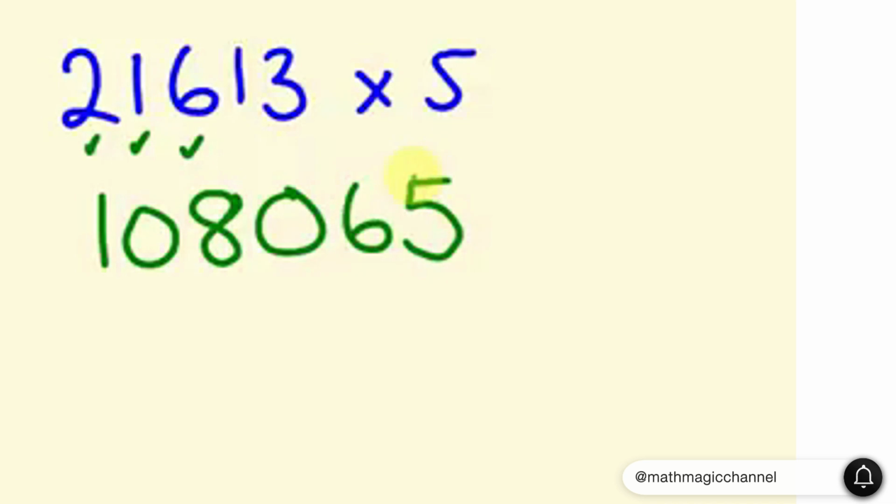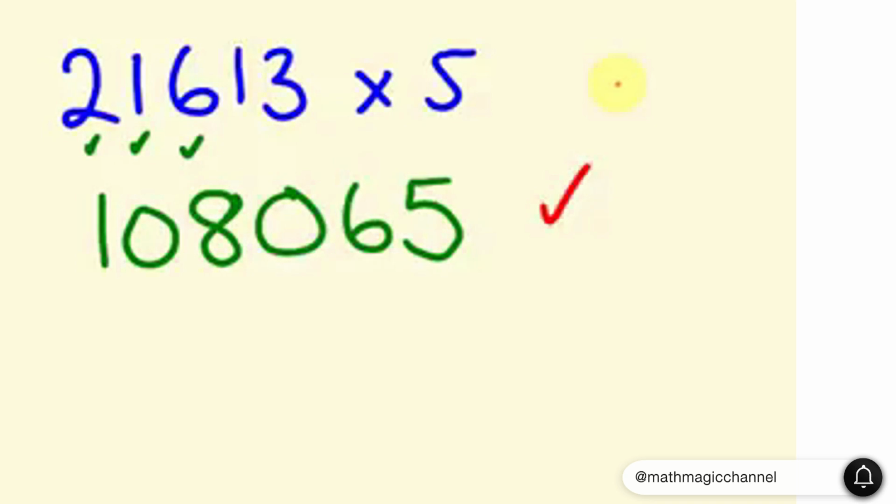How did you go with that? Did you get that answer? Did you get 108,065? Hopefully you'll be able to actually start seeing how to do this. It's all a matter of working out the pre-carry. Is it easy? At the start, no, this does require practice.